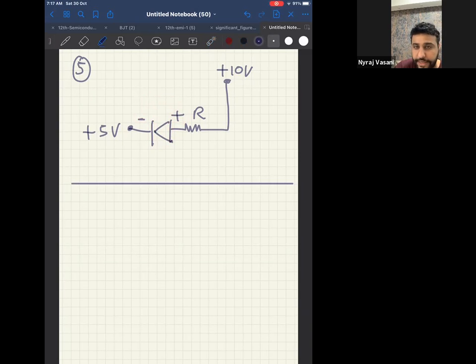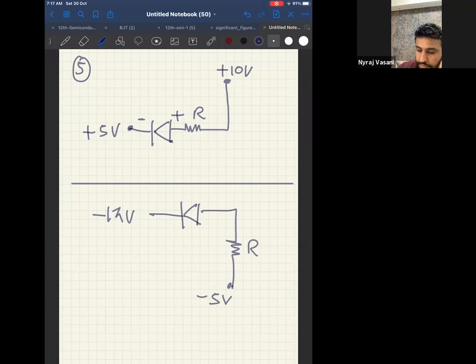And many people gave me the right answer also. People who have given me the right answer, I have told you their names. Now, next one. Start. Whether this is forward bias and whether this is reverse bias. Start.